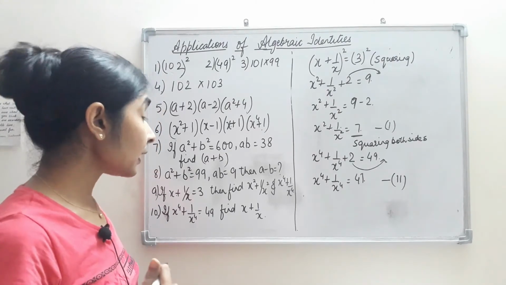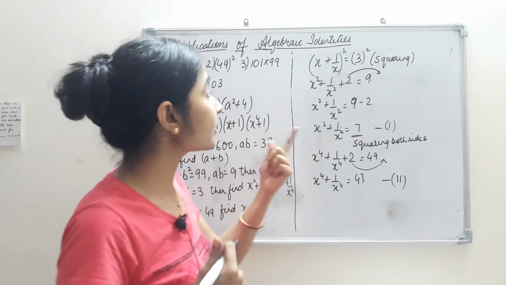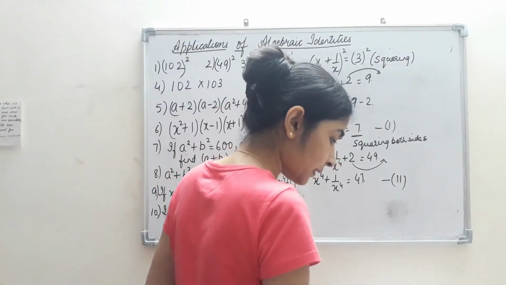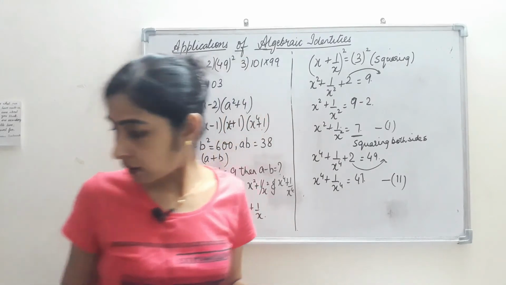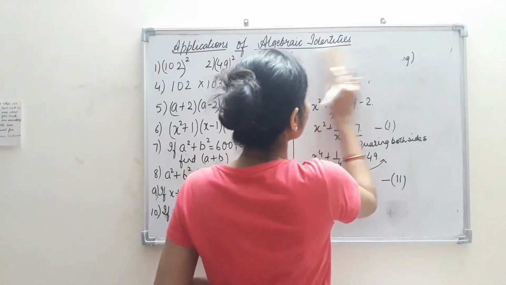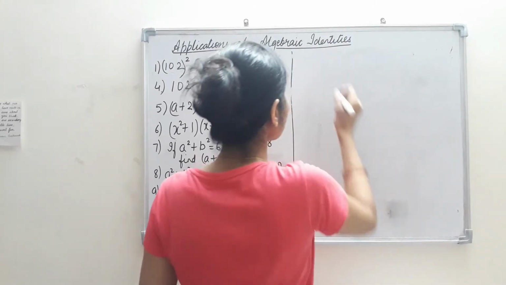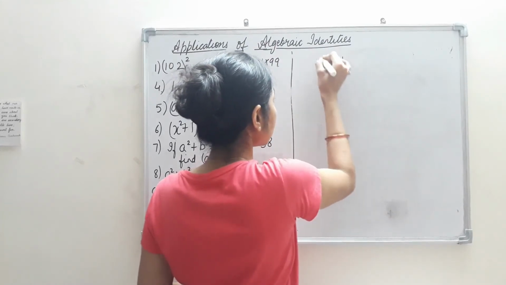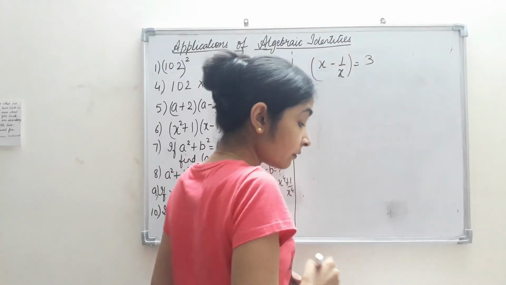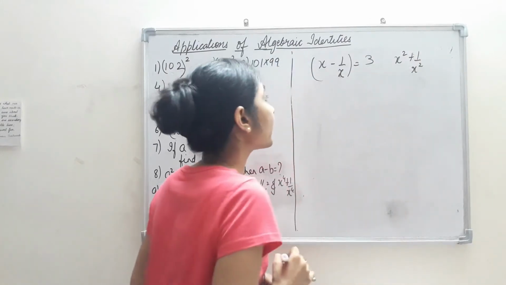Now next, the same thing can be given in case of negative also. How will we solve it? Let us take one example related to it. Here we were given x plus 1 upon x. If we are given x minus 1 upon x is equal to 3, then we are supposed to find out the value of x square plus 1 upon x square. Then how will we find it?